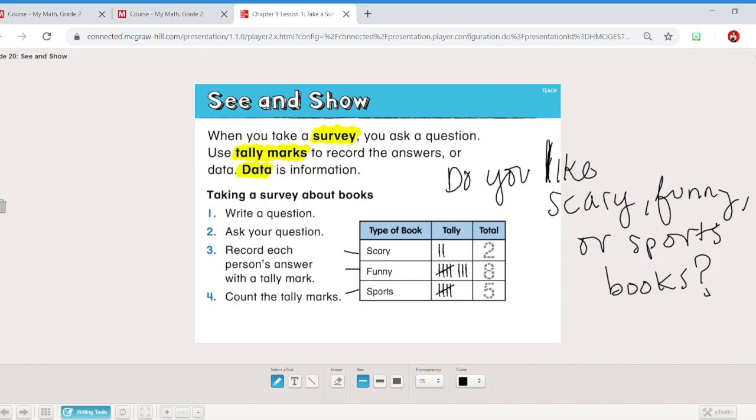So I ask the question and I get these results, and we would record them with tally marks as I asked, and then you go through and you count those tally marks to get your totals. You can trace over the ones on your page. You have 2 scary books, 8 funny books, and 5 sport books.